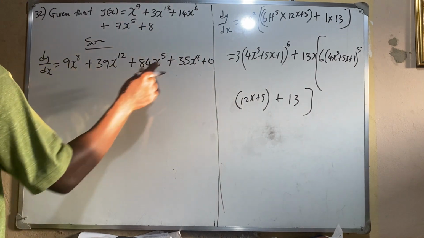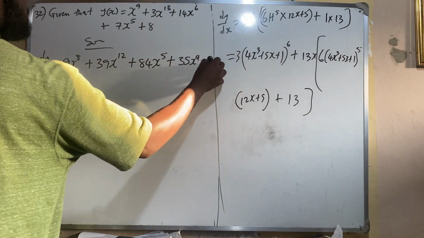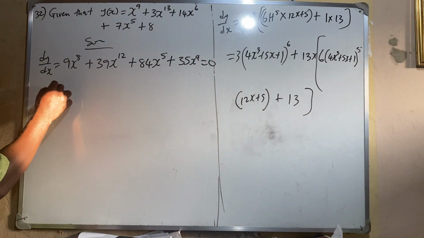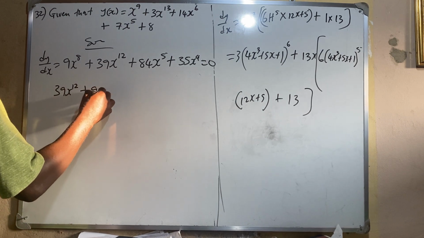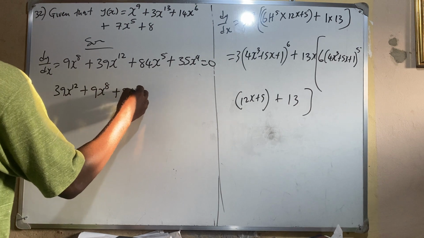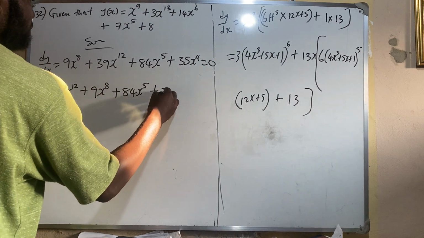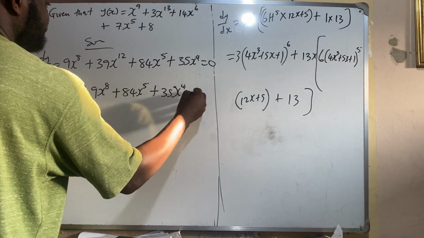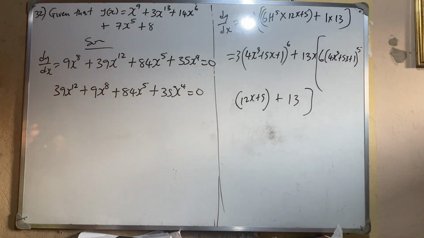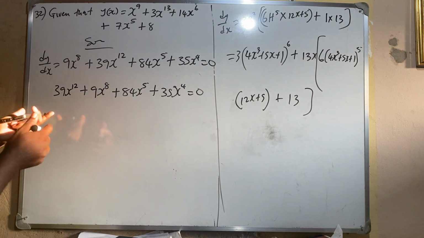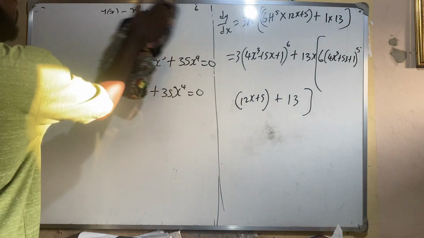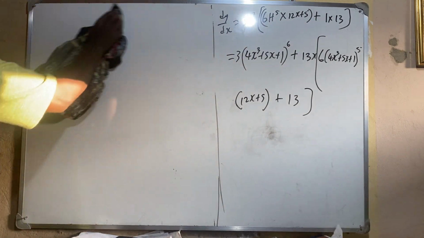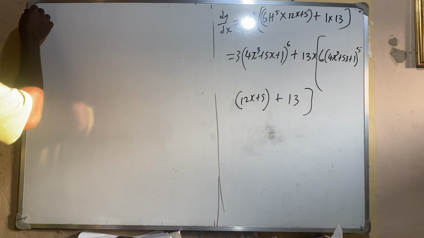Okay, and turning point means you equate it to 0. This is gone, you equate it to 0. So if you arrange this very well, you are going to have 39x raised to power 12 plus 9x raised to power 8 plus 84x raised to power 5 plus 35x raised to power 4 is equal to 0. Since the highest power here is 12, it will have 12 possible turning points. So the answer is 12. So that is that.